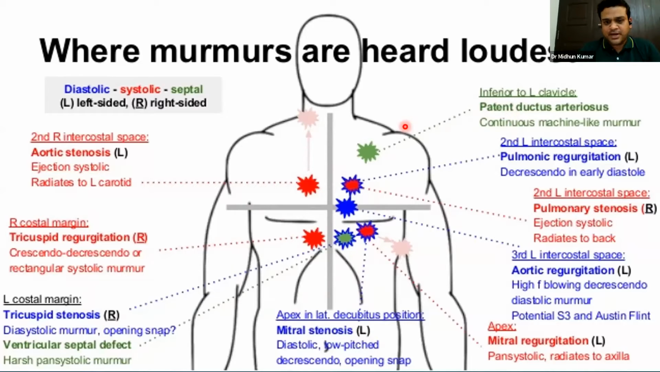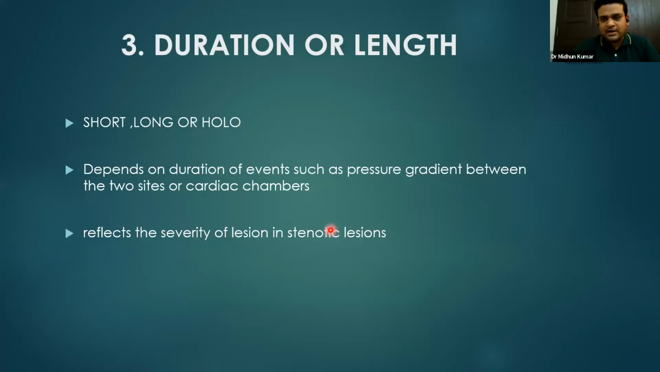So each and every area corresponding to the abnormal structures, the murmur will be transmitted to those locations. The third important point, which will help to understand the severity of the lesion, is the duration or length of the murmur. Whenever you are going to describe any murmur, the length of the murmur is very, very important.